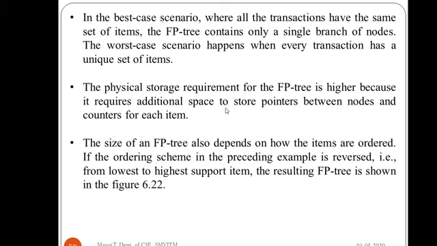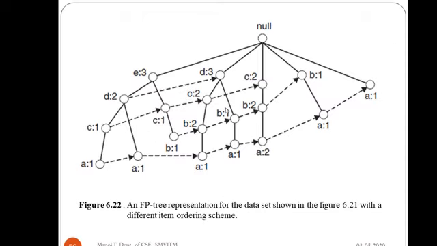Suppose you change the ordering scheme which you have seen in the earlier example, and it is reversed from lowest to highest, then you will get something like this, where we have reversed the entire order. So instead of starting from A B C D, it is now going from E D C B A, in that order it will move on. So here you can observe that compared to the earlier tree, there are some changes.